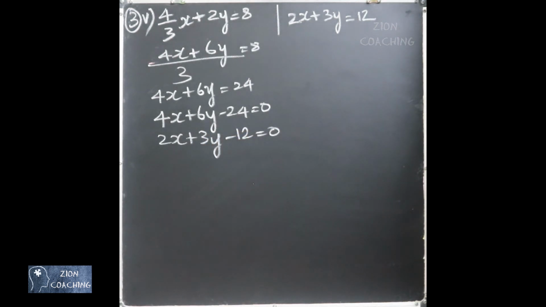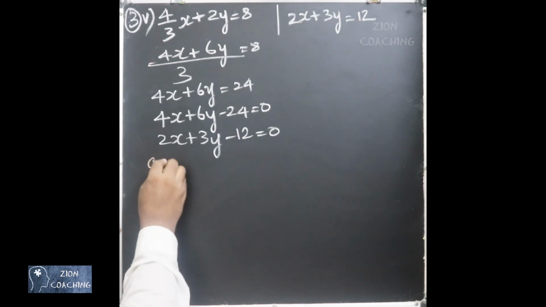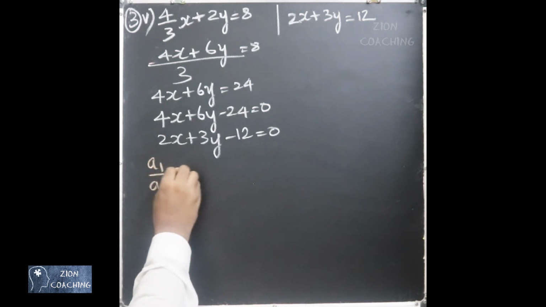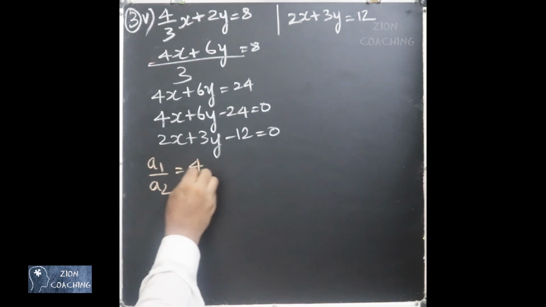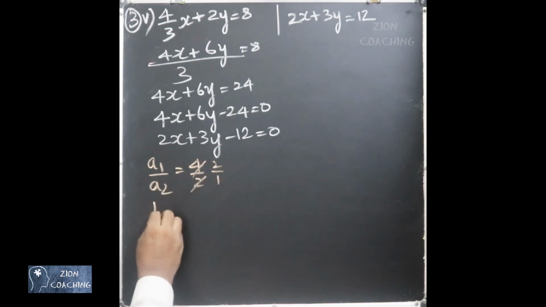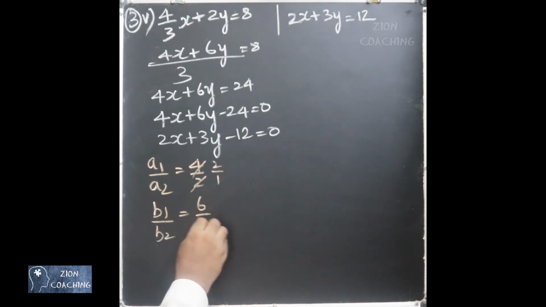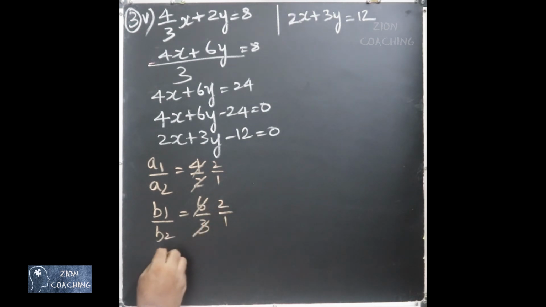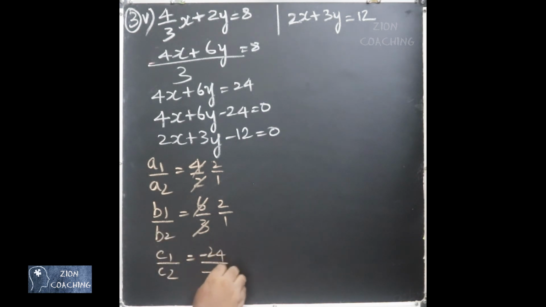Now a1 by a2, a1 value is 4, a2 is 2, then you get 2 by 1. b1 by b2 equal to 6 by 3. Cancelling by 3, you get 2 by 1. c1 by c2 equal to minus 24 by minus 12. Cancelling by minus 12, we get 2 by 1.